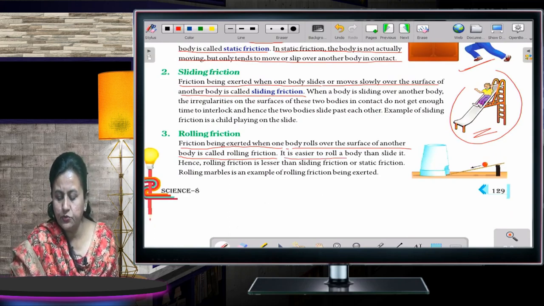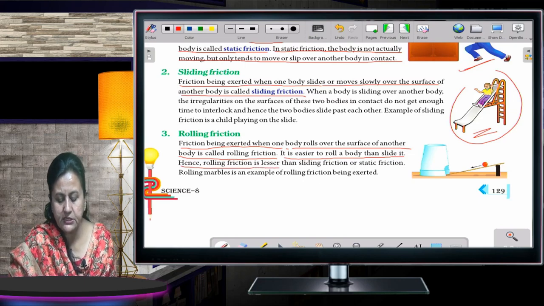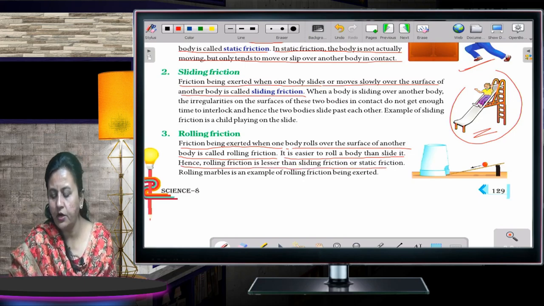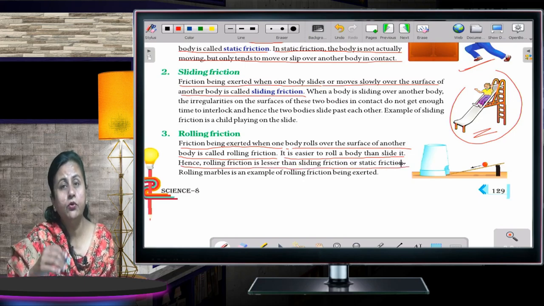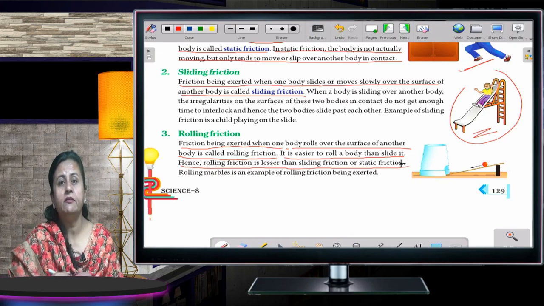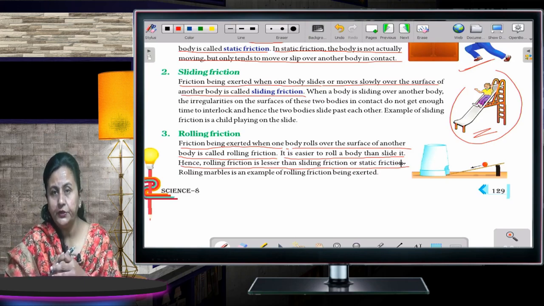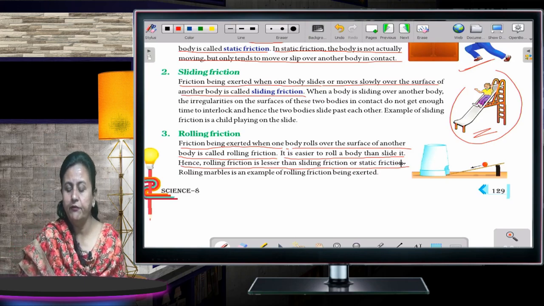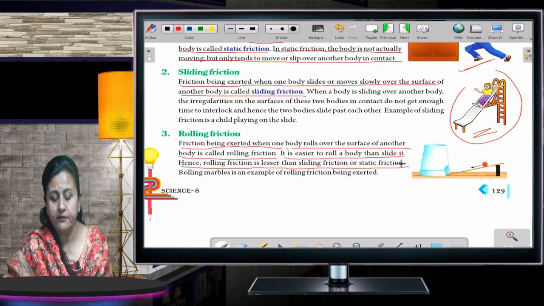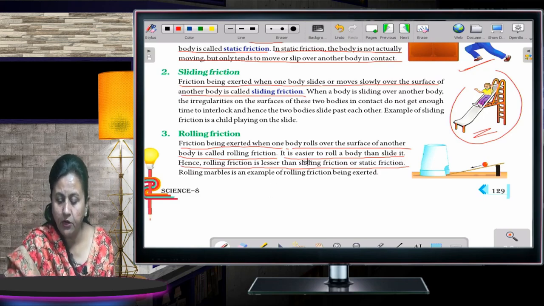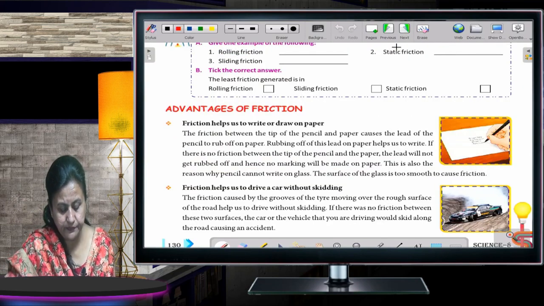It is easier to roll a body than slide it. Hence, rolling friction is lesser than sliding friction or static friction. If you want to move things from one place to another, you start rolling them. That would be more convenient for you. Why? Because here the friction produced is less. Now, moving to the next page.